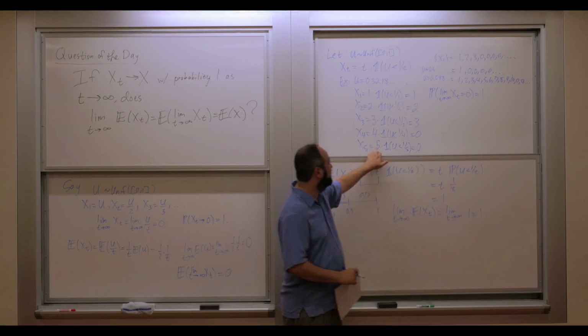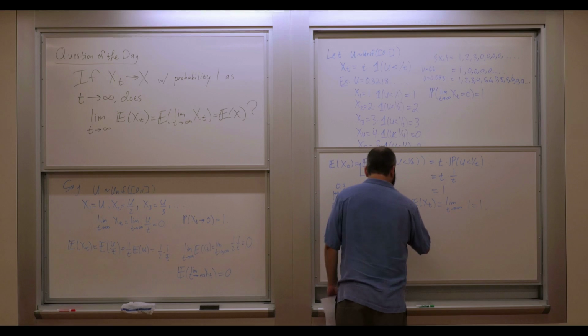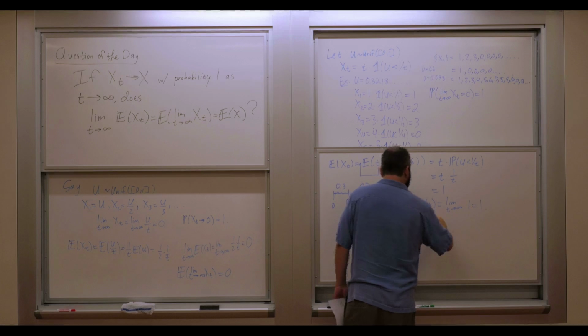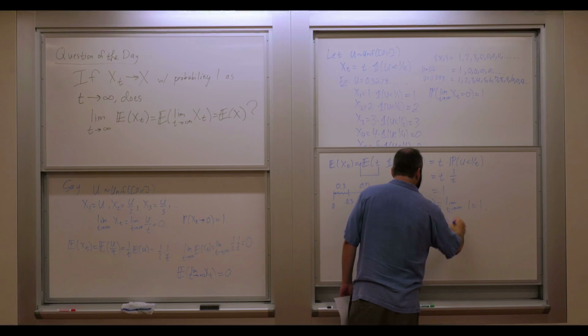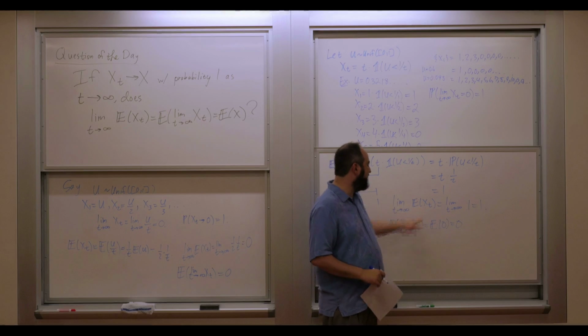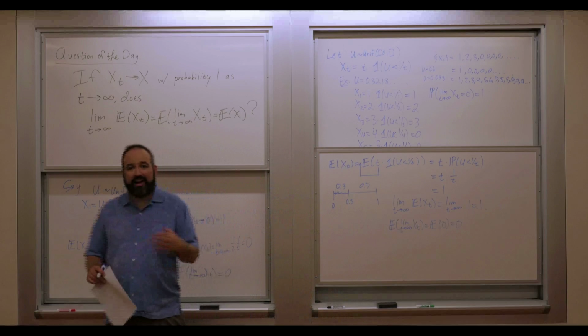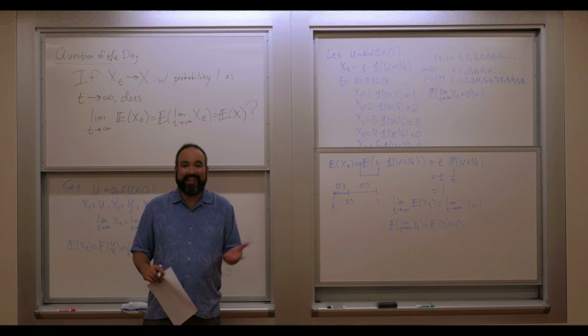On the other hand, the random variable is converging to 0. So the expected value of the limit as t goes to infinity of x of t is just the expected value of 0, which is 0. In this case, you cannot bring limits in and out of the expected value. It just doesn't work.